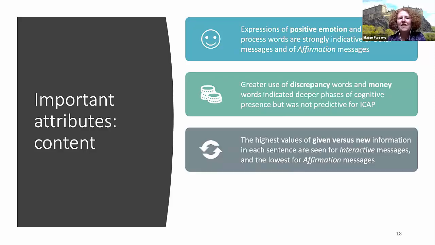And the highest values for the attribute that indicates given versus new information in each sentence are seen for interactive messages and were lowest for affirmation messages. So what this attribute captures is that an argument is being developed within the message. This is what we might expect to see for an interactive message: it might start by saying, oh, you've said this and you've said that, but I think, and then go on building on what has been said before. Whereas an affirmation message is likely just to be a thank you, very short, and not have any kind of given versus new development within it.